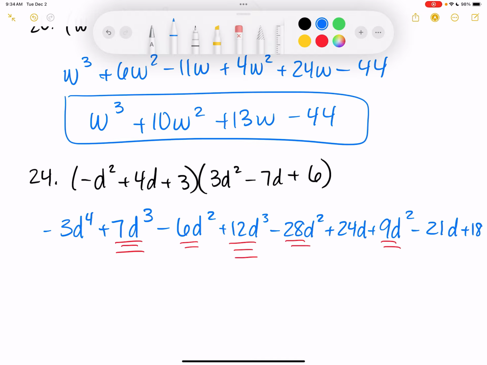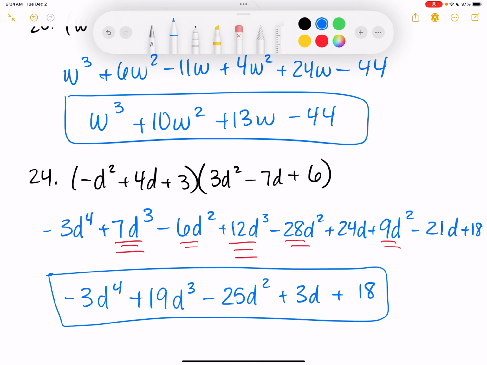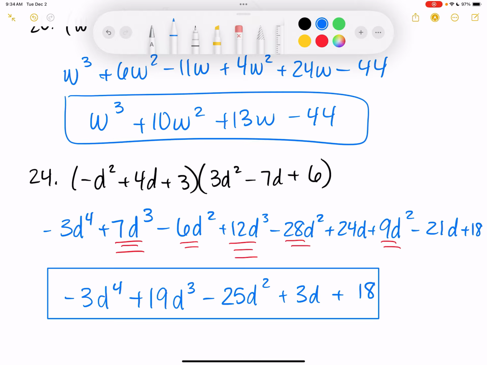So 4th terms, I only see one of those, so that's negative 3d to the 4th. Cube terms, I only have 2 of those. So that's going to be plus 19d cubed. Minus 25d squared. Plus 3d plus 18. So obviously it's a lot. Just make sure that you've gotten all of your terms.